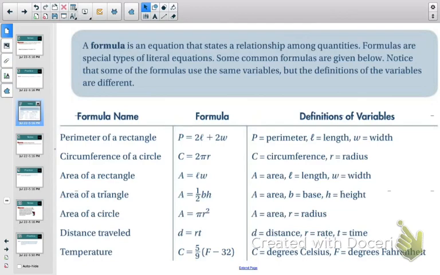Area of a triangle, 1/2 base times height. Area of a circle is pi r squared. If you're looking for distance, distance equals rate times time. And then temperature, this is one that probably most of you don't have memorized, but this is Celsius. So if you want your temperature in Celsius, it equals 5/9 your Fahrenheit temperature minus 32. So Fahrenheit temperature minus 32 times 5/9 will give you the Celsius temperature. If you need to write those down, I would pause the video because I'm moving on.